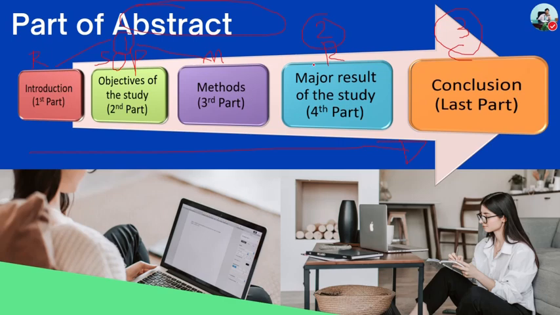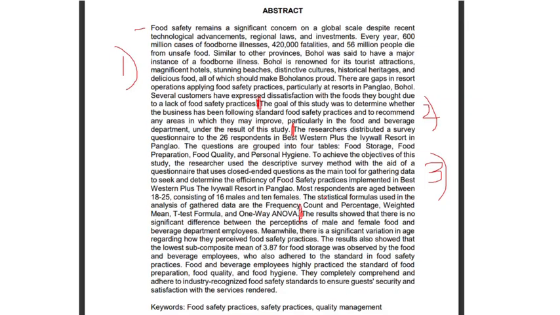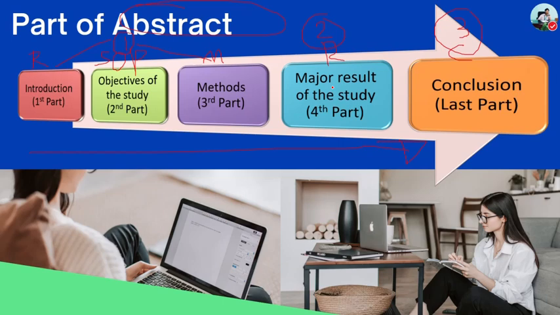Now let's proceed to part 4, the major result of the study. It can be found in chapter 2. Let's start with the words "The results showed that there is no beverage department" until the food hygiene. So that is the fourth part, the major result of the study that can be found in chapter 2.